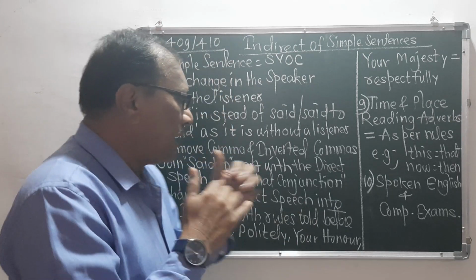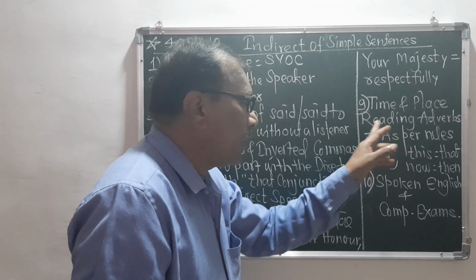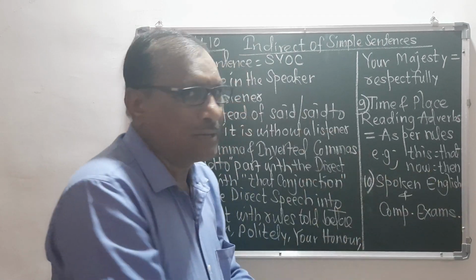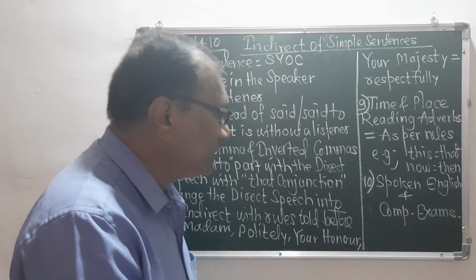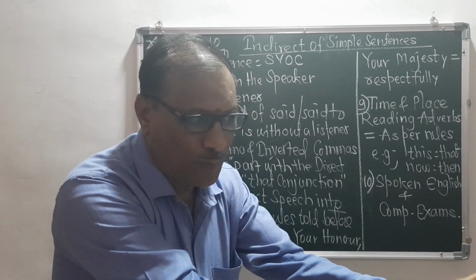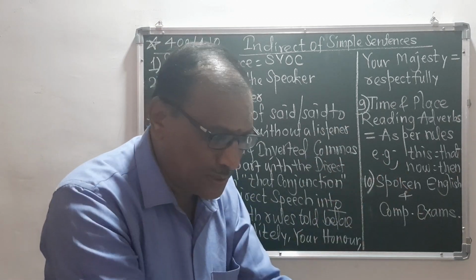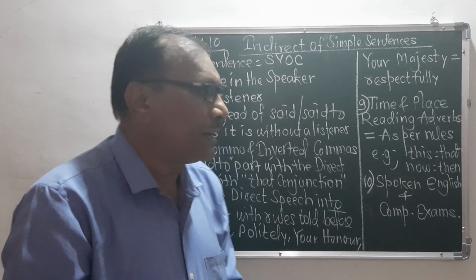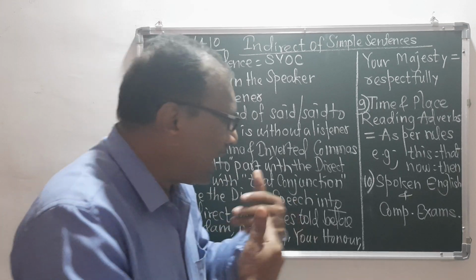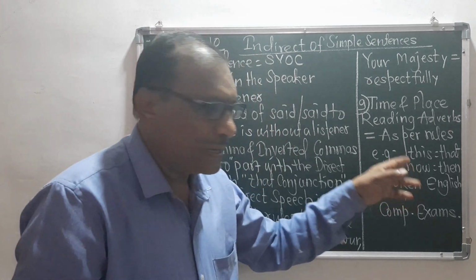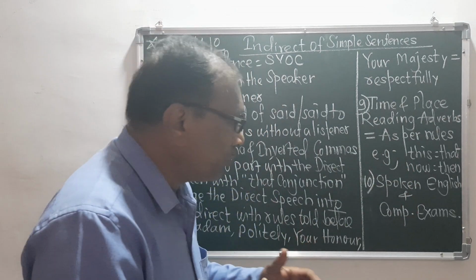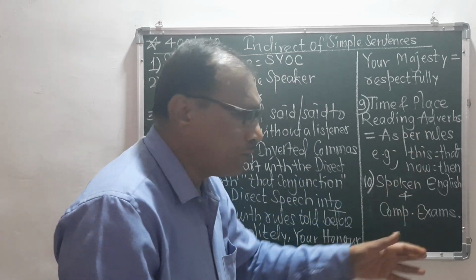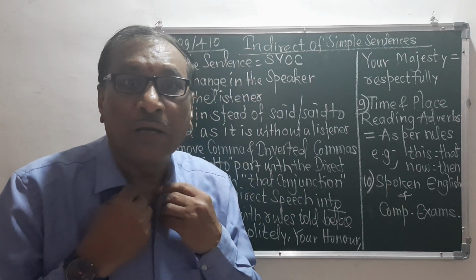So remember, about time and place showing adverbs: "this" is the word which shows the place. This boy is there at the place, and that's why it is called a place reading adverb. Then "now" is the particular word which shows time, and that's why this word is called a time reading adverb. So we should change this "now" into the word "then".